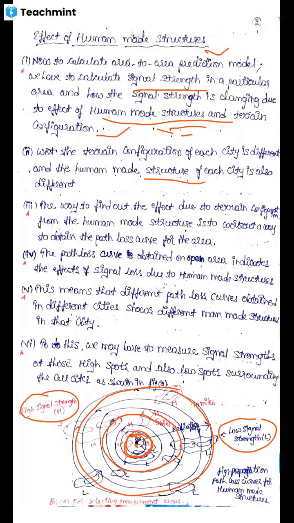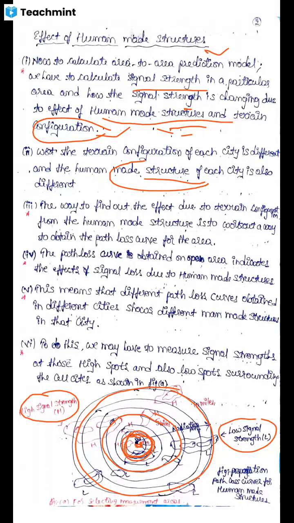The signal strength areas change. We are getting high spot areas and low spot areas. Why are we getting different values, high spot areas and low spot areas? Because of human-made structures, that is due to different buildings and different natural terrain configurations, we are getting these high spot areas and low spot areas. So at 1 mile, at 5 miles and 10 miles, at different distances, I am considering the path loss curve in a particular area. This is for a particular area base station, not different areas.